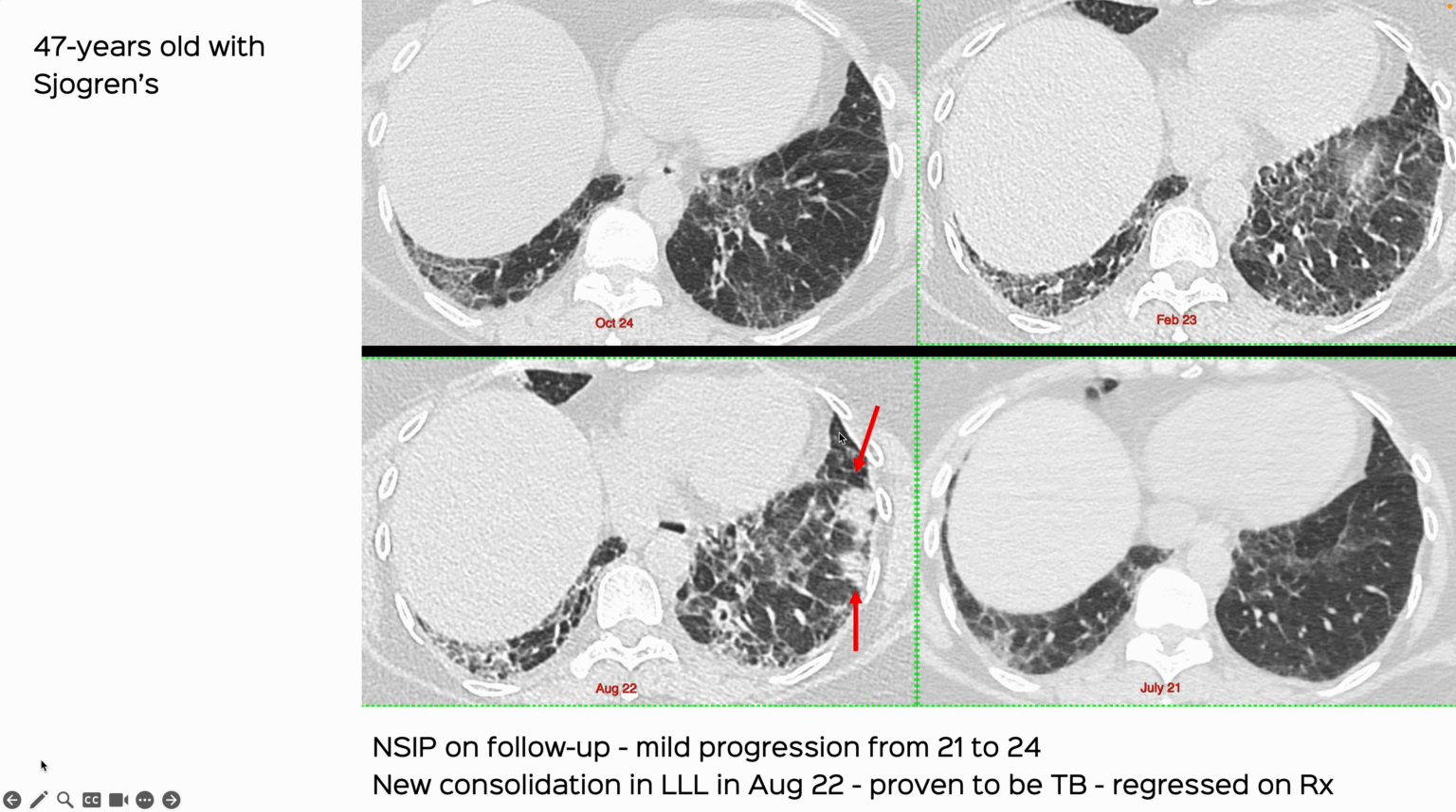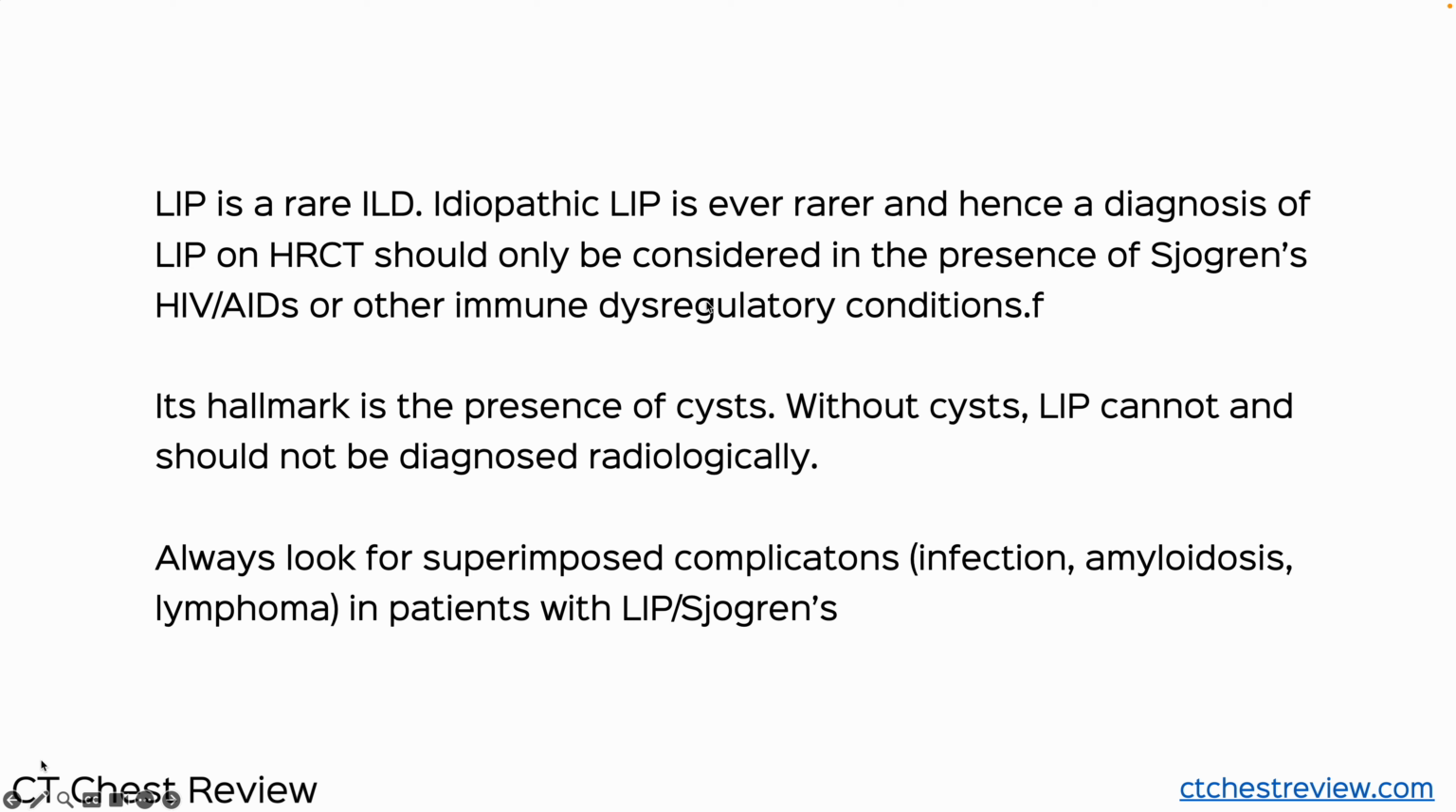And then this is a patient with Sjogren's NSIP who developed in August 22 these areas of consolidation or opacities in the left lower lobe, which then turned out to be tuberculosis. And then with treatment, they regressed as well.